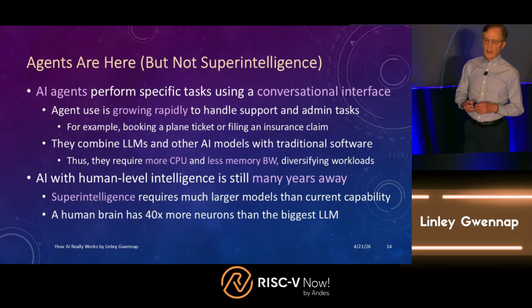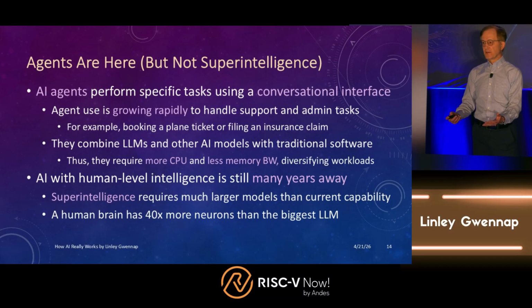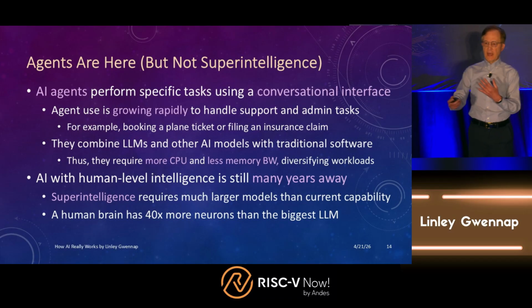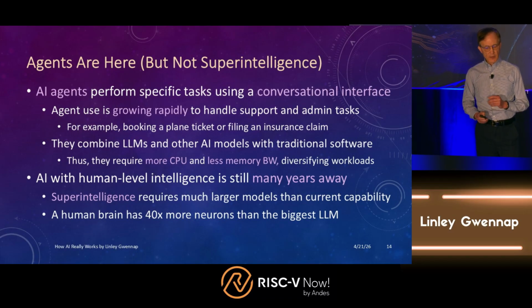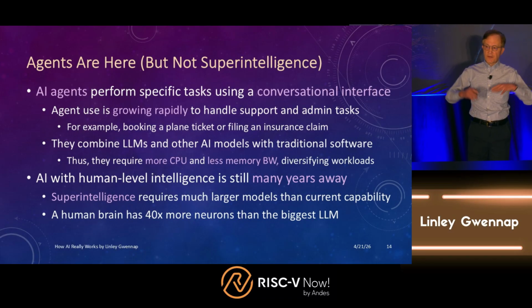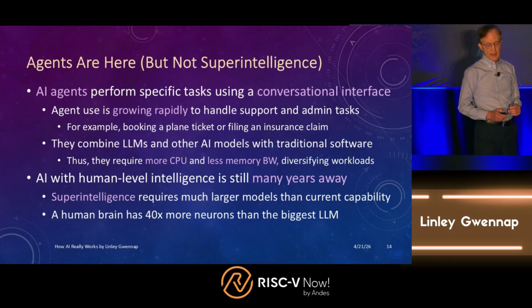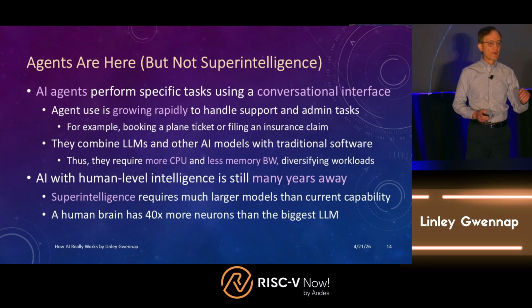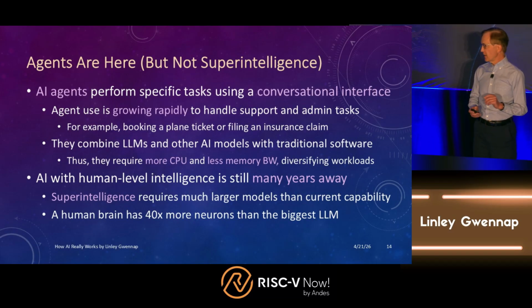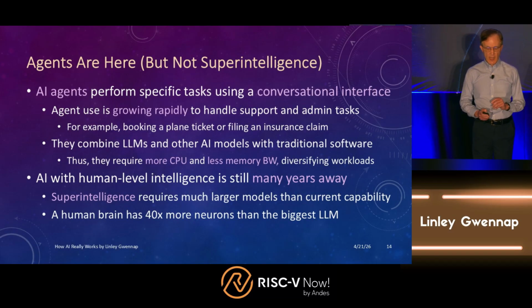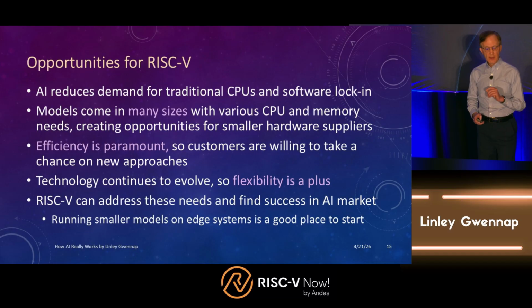And so when you build these agents, of course, you still need the AI, you still need the LLM, but you have a lot of traditional software as well. So this is kind of changing the way the computation goes from just these matrix arrays to CPUs as well. And I'm running out of time, so I'm going to just skip to the last slide.